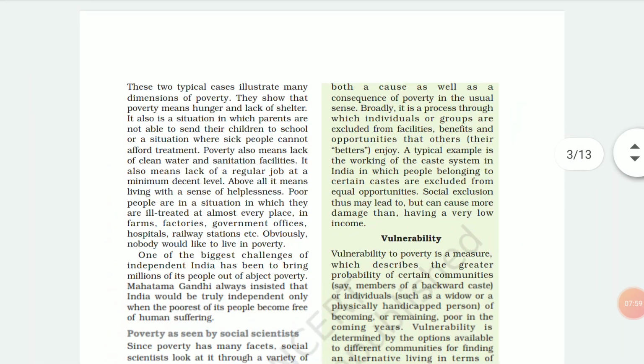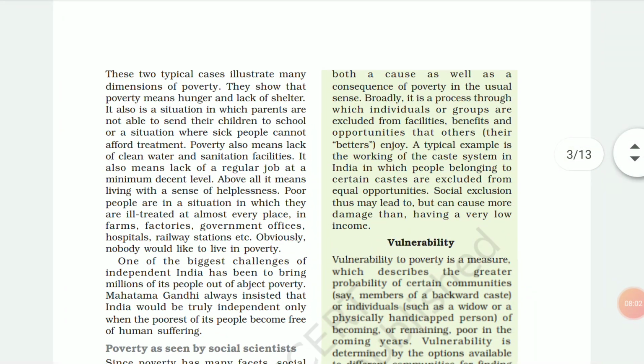Now see, the two typical cases illustrate many dimensions of poverty. They show that poverty means hunger and lack of shelter. So these two cases of Lakha Singh and Ram Charan display many dimensions. For one, poverty means hunger. Hunger is a situation when you want to eat but you do not have food to eat. It is not about choice of food. It's not that you want to eat a burger and you do not have a burger at home. No, it means the basic food that is required for human consumption. If you do not have rice, dal, or wheat flour at home, this situation is hunger.